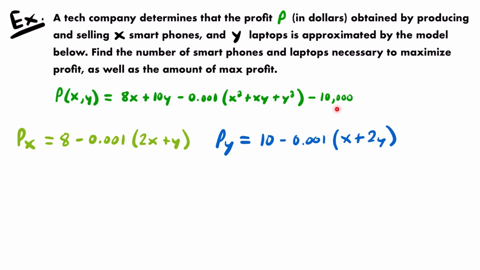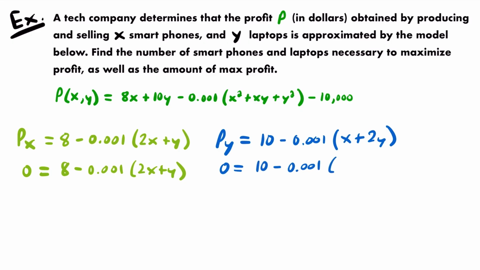And that's it, because once again, negative 10,000 is a constant, so its derivative is 0. All right, and so now we have our first partial derivatives. Now we want to set them equal to 0 and solve for x and y. So we'll have 0 is equal to 8 minus 0.001 times 2x plus y, and 0 is equal to 10 minus 0.001 times x plus 2y.